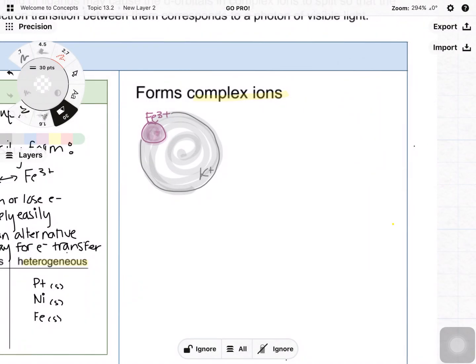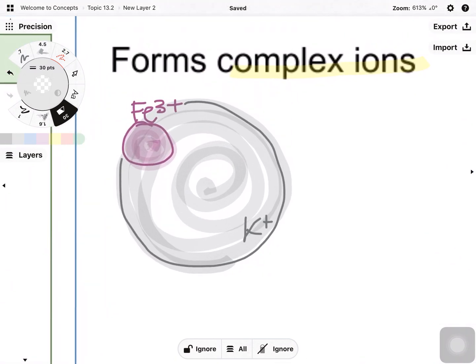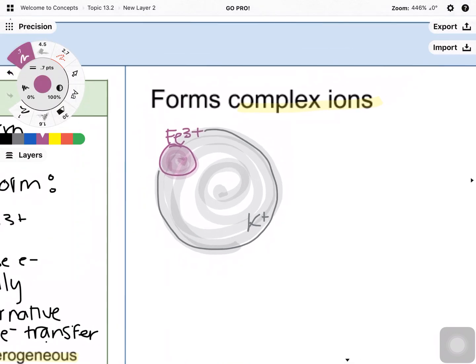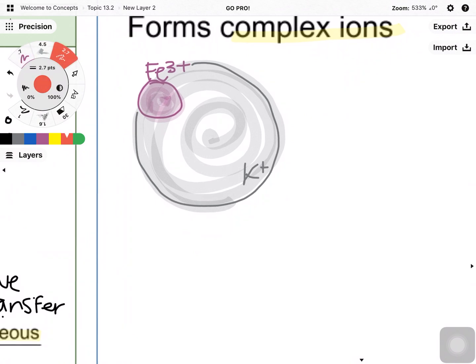Okay, the last property that we're going to look at in terms of transition metals is the idea that they form something called complex ions. Let's take a look at what that means. If I was to draw out a transition metal such as iron 3 plus and compare it to a metal that is not a transition metal, you would notice that the iron, the transition metal, has quite a smaller radius compared to, say, for example, an alkali metal. And that actually gives it some interesting properties.